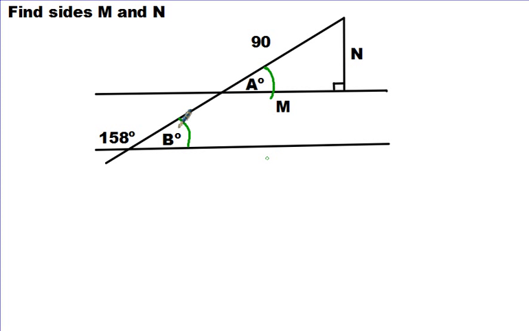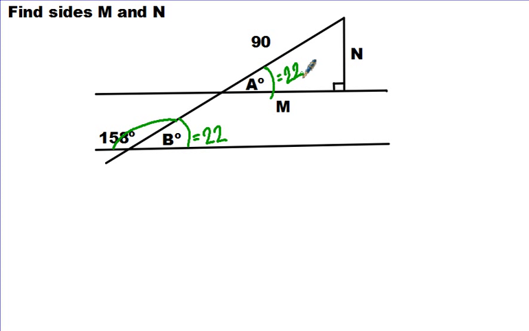In order to find what B equals, we need to look at this 158-degree angle. The whole thing, 158 and B, is going to be 180 degrees. So in order to find what B is, we need to do 180 minus 158, which means that B is going to be equal to 22. Once we know that B is 22, A is also 22. Now we can base finding M and N off of that angle A.